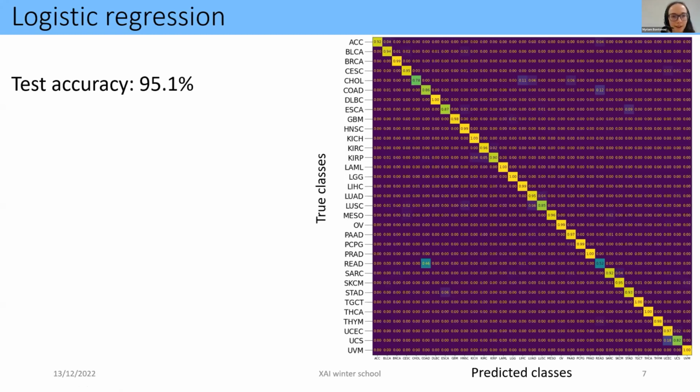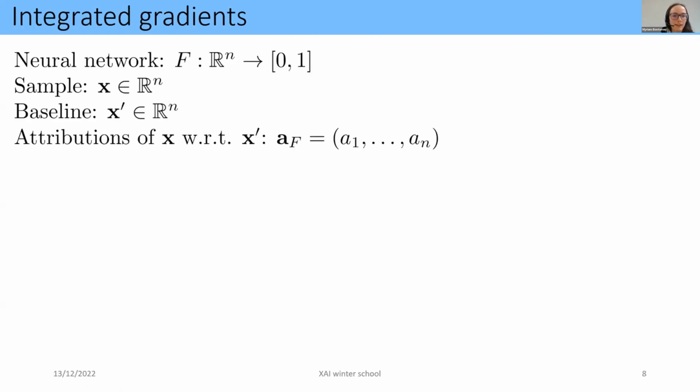Then for the explanation, we use integrated gradients. This is just a slide to explain a little bit more what it is doing. It's a really simple slide. We have a neural network, although in our case it's not even a neural network but a logistic regression, F, which goes from the gene space to the prediction space.